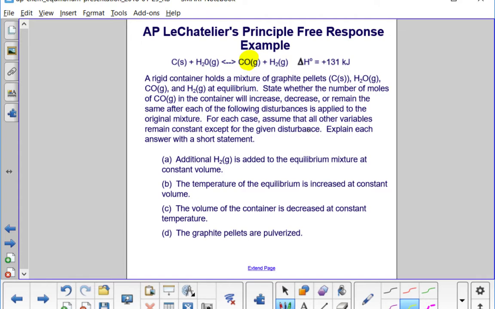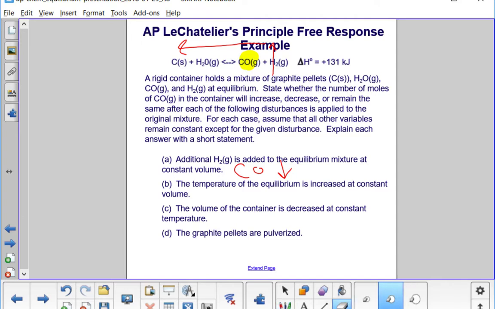So first of all, letter A, additional H2 gas is added to the equilibrium mixture at constant volume. So if I increase my H2, I've created a disturbance on the right-hand side of the reaction where I now have too much H2 and I need to use it up. How do I do that? I shift the reaction to the left. And by shifting the reaction to the left, I'll see my concentrations of my products decrease and my reactants increase. So I would expect to see CO decrease. Okay?